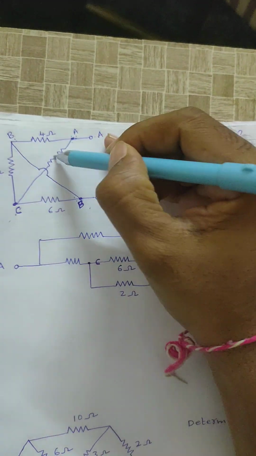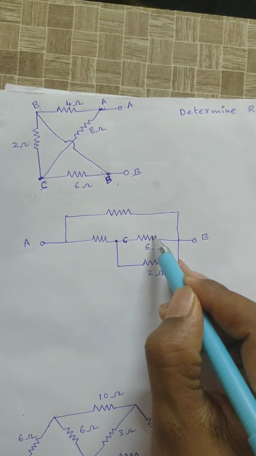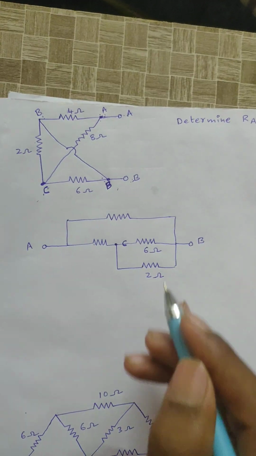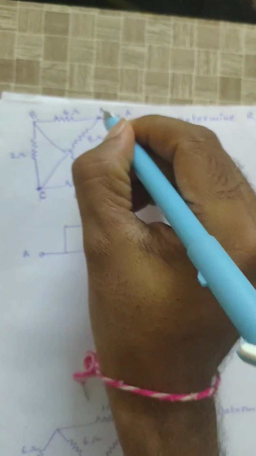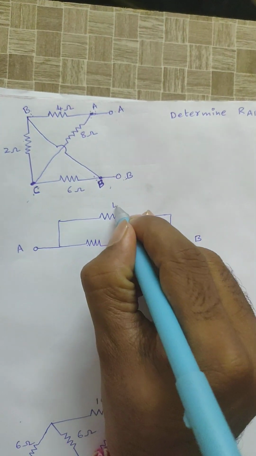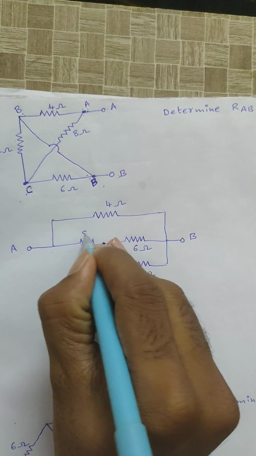See here, 1, 2, 3, 4 resistors are present in the circuit. 1, 2, 3, 4, right? Then the circuit will be over, right? That means the equivalent resistance between A and B terminals here will be 4 ohms.